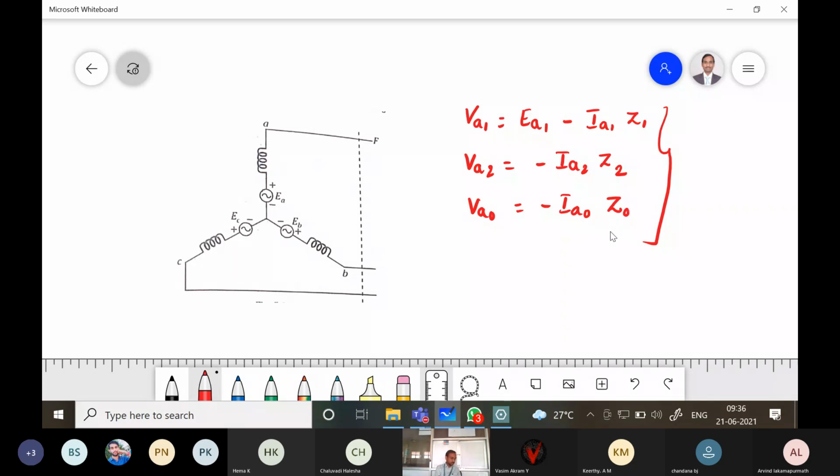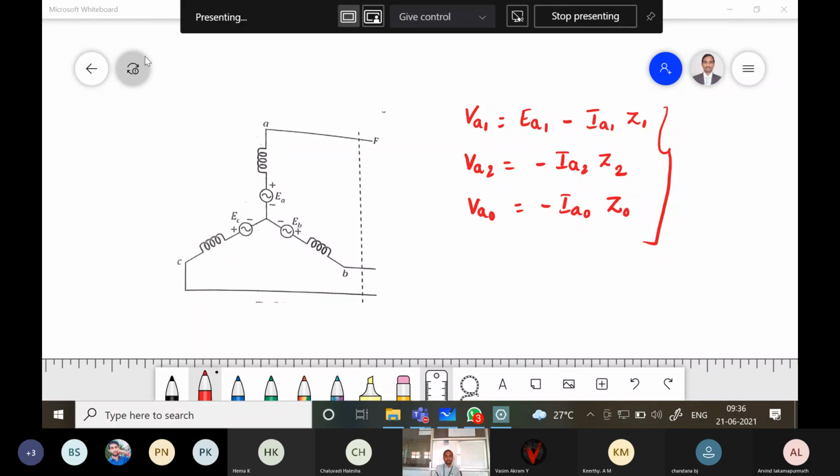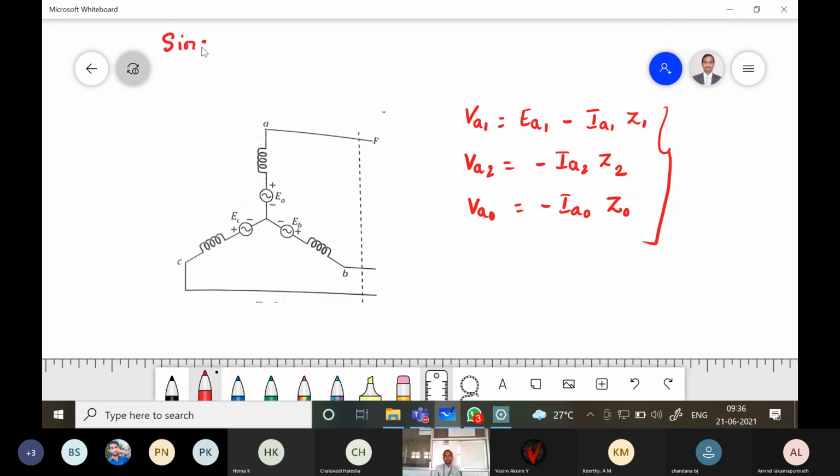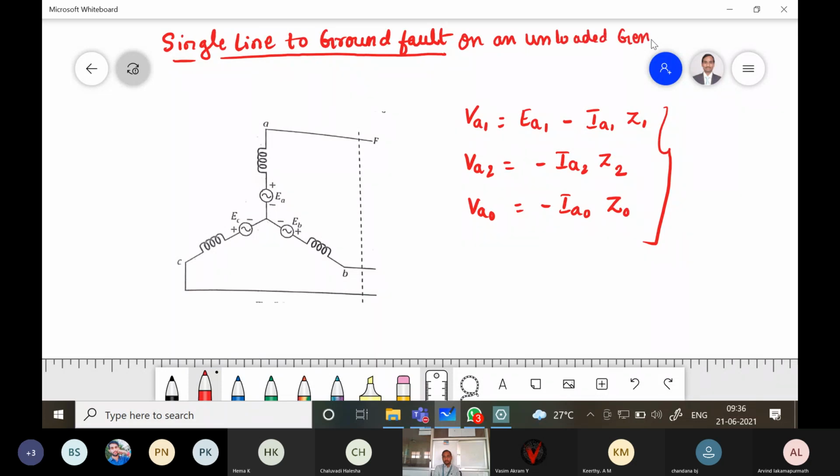So the next topic is single line to ground fault on an unloaded generator.